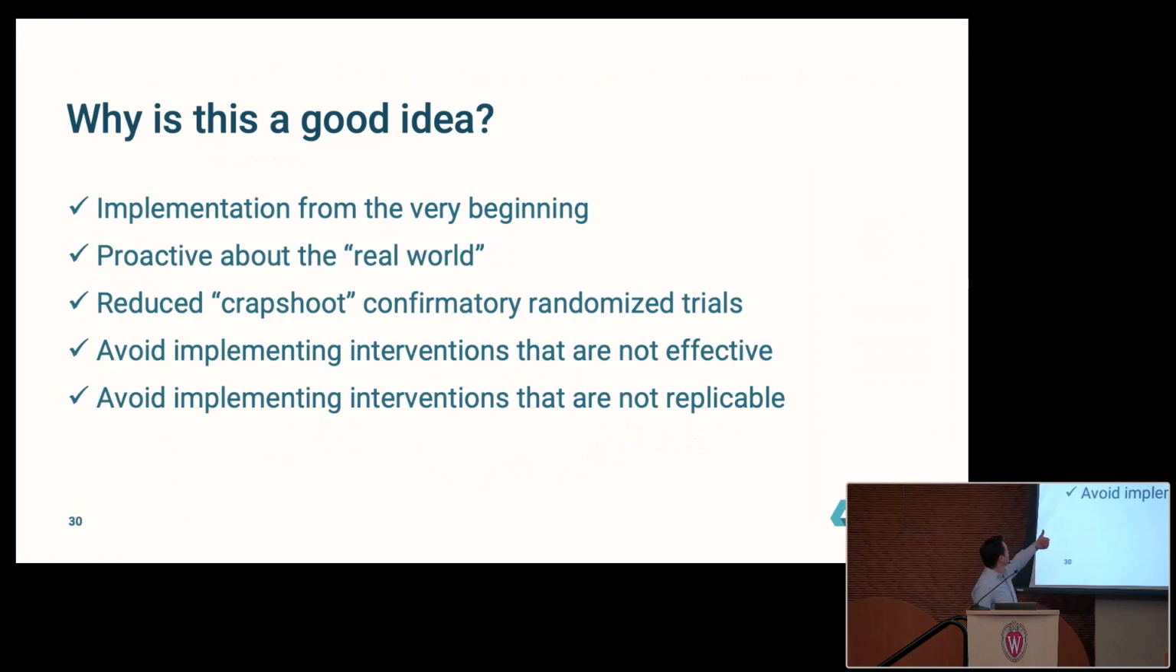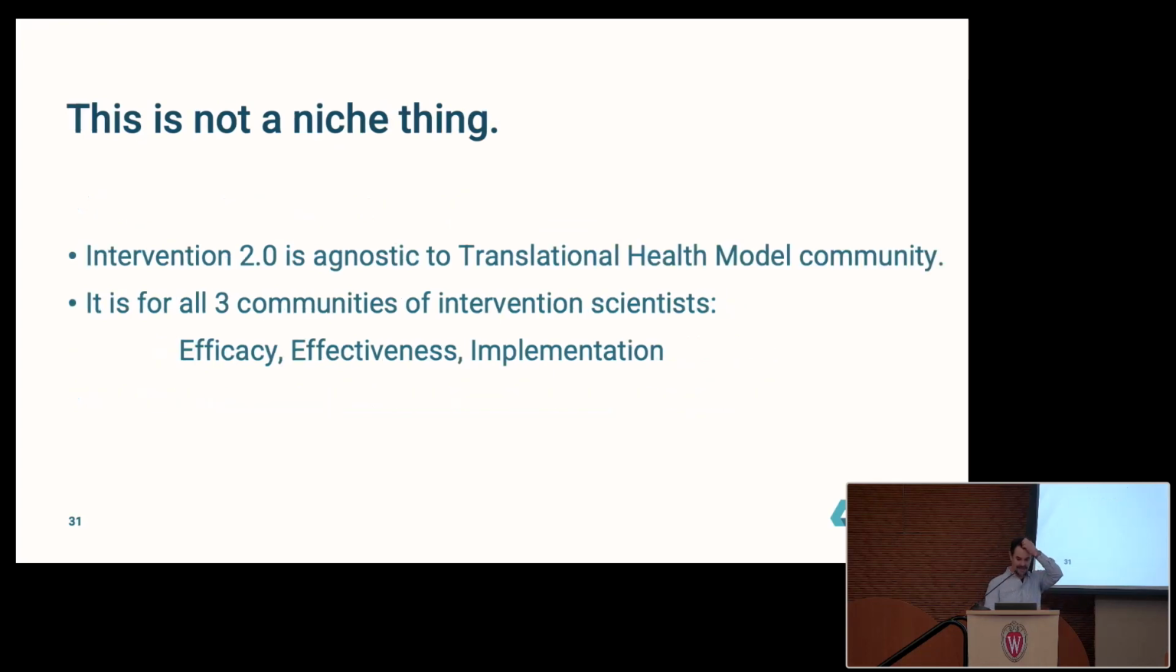We're being proactive about the real world. Number 3, we're going to reduce what I call crapshoot confirmatory randomized trials. Oh my God, you guys, how many randomized trials have I seen where, after they get funded, they're still manualizing the intervention? All right. We're going to avoid implementing interventions that aren't effective, ideally, and we're going to avoid implementing interventions that are not replicable. Oh man, I have so much to say about that, but I only have 2 more minutes left.